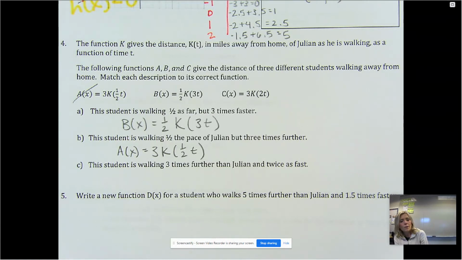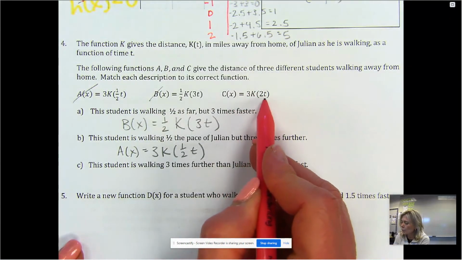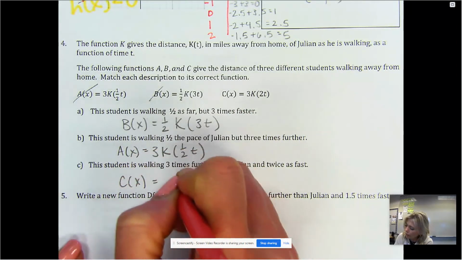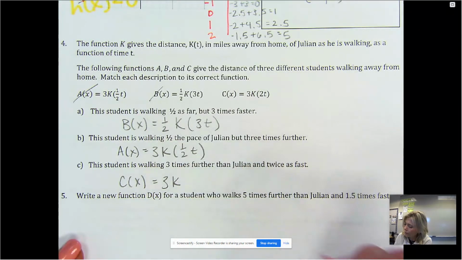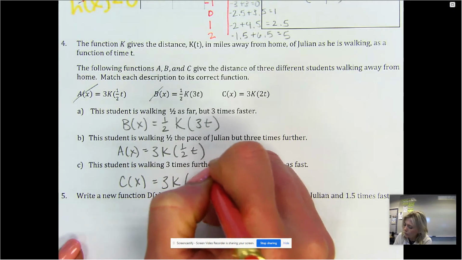All right, and then the last one, walking 3 times further than Julian and twice as fast. That makes sense that it would be here for C, 3 times further, twice as fast. So this is C of x. 3 times further, 3 goes in front of the k, and then twice as fast, k of 2t.